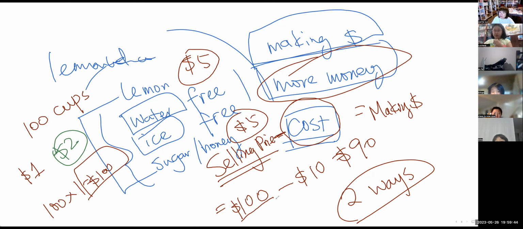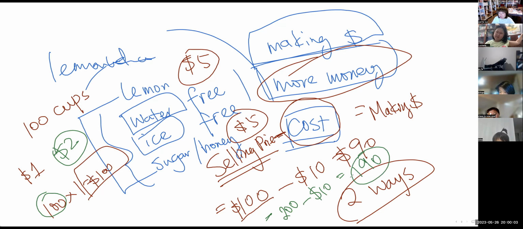Yeah, Luciana? So if I sold 100 cups, I make $200 as the selling price. But my cost is still $10. Correct, everybody? My cost is not changed at all. So instead of making $90, I make $190.